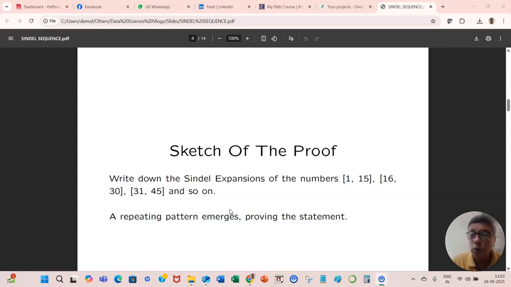I thought about the proof but couldn't prove it. Maybe the way could be to write down the Sindel expansion of the numbers 1 to 15, then 16 to 30, then 31 to 45 and so on. A repeating pattern emerges, proving the statement.